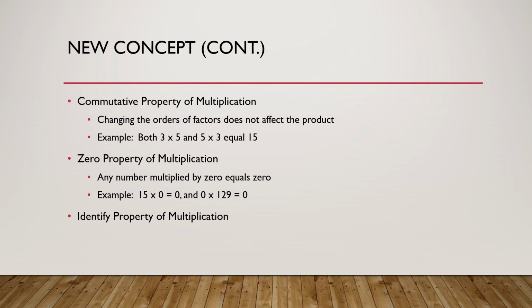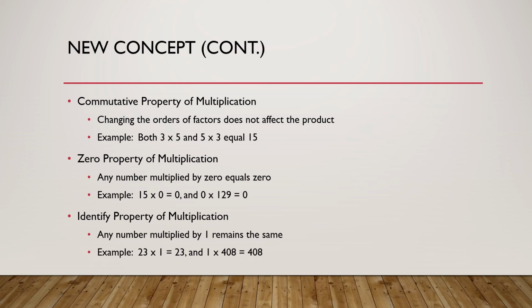And the third property, the identity property of multiplication. It should be identity, not identify. That should be a T. The identity property of multiplication means that any number times 1 stays the same. So 23 times 1 is 23, 1 times 408 is 408. The other number just doesn't change.